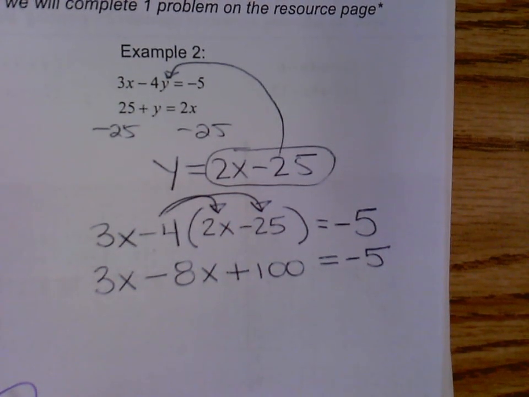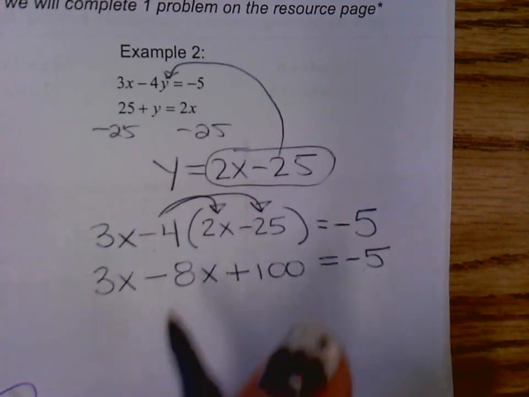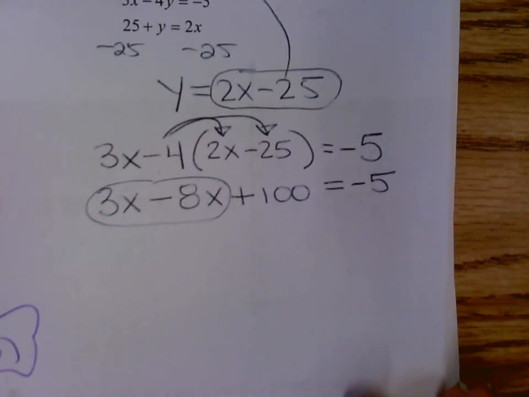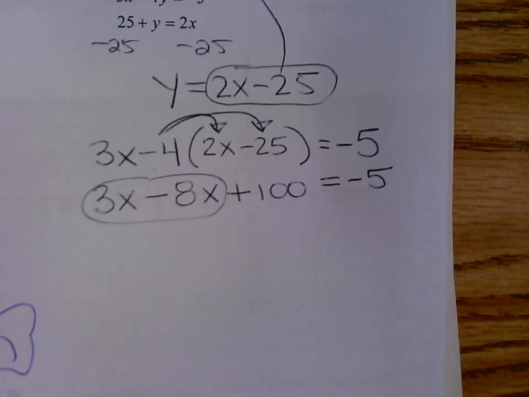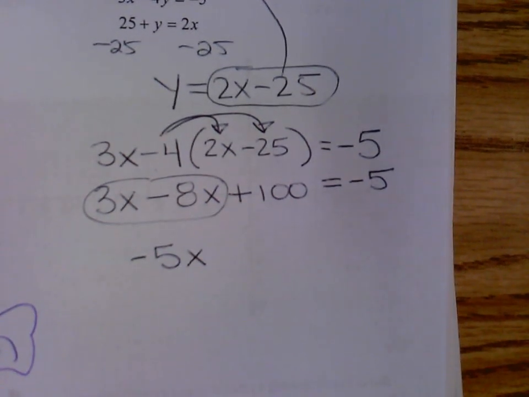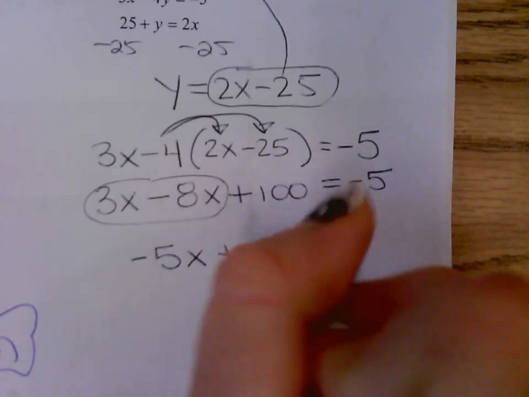What would be my next step? Combining like terms. So I have a positive 3x and I have a negative 8x. So how many x's do I have? I'm at positive 3, but I go down 8. Negative 5. If you need a calculator to do the minus stuff, that's fine. I'd rather you work on mental math separate from working on algebra, because if you don't know the exact number, it's going to mess up your problem. All right, so I have negative 5x plus 100 equals negative 5.